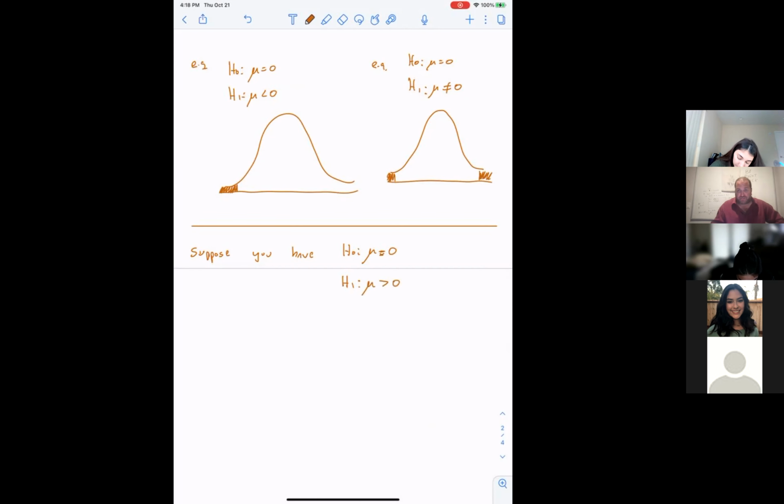And we're given a few pieces of information here. We're told that sigma is 1 because we need to know sigma. And we have a significance level of 5%, and a sample size of 10. So first, what does it mean for alpha to be 5%? What does it mean in the context of this problem that the significance level is 5%?